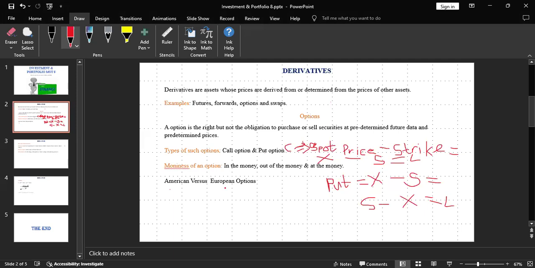That is when it can be exercised. So for you to remember it easily, say American is more flexible than the European option.